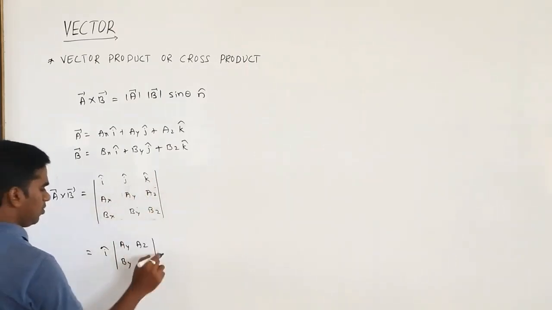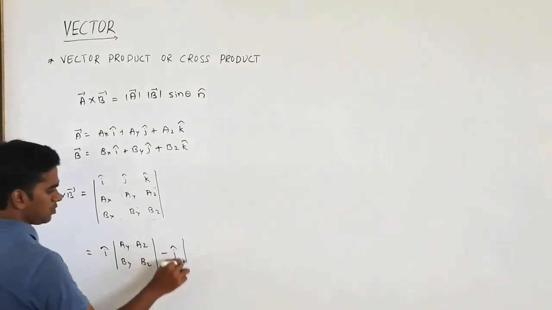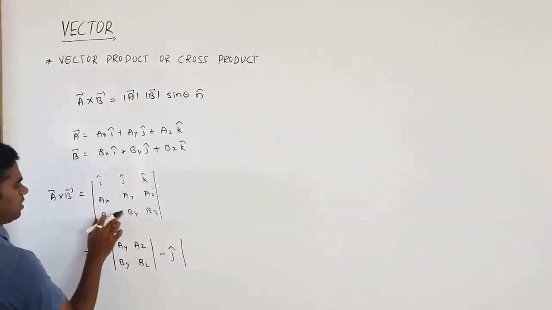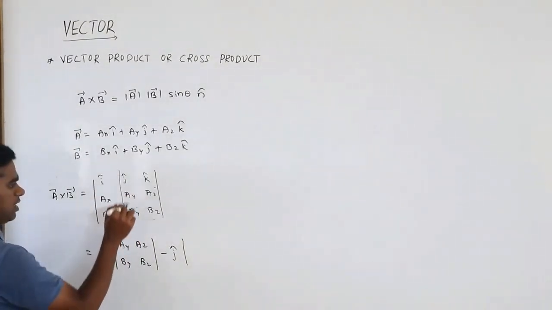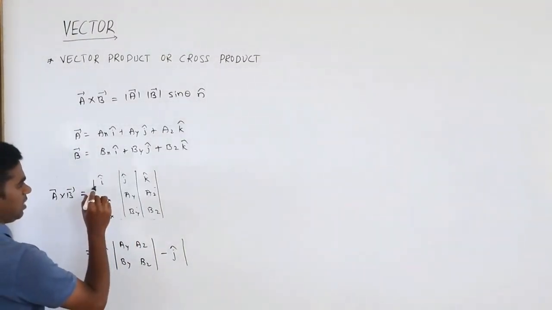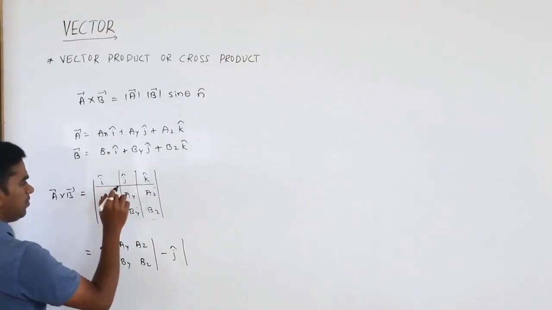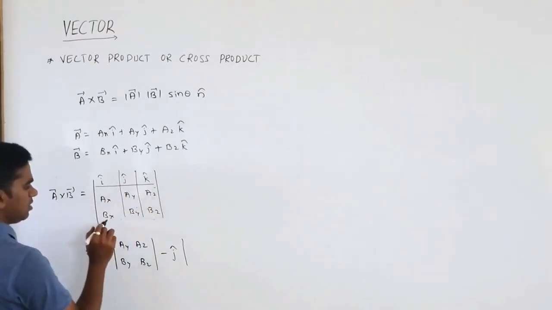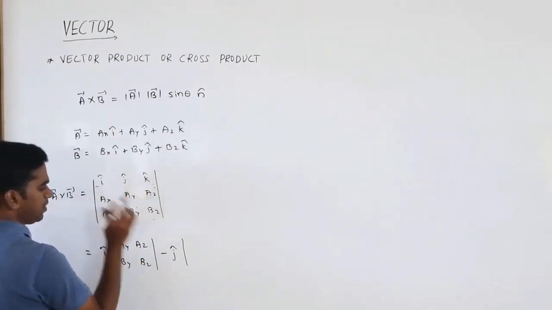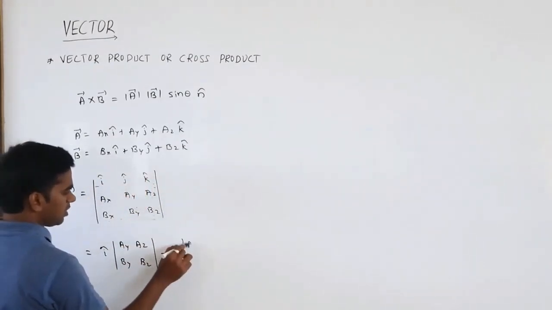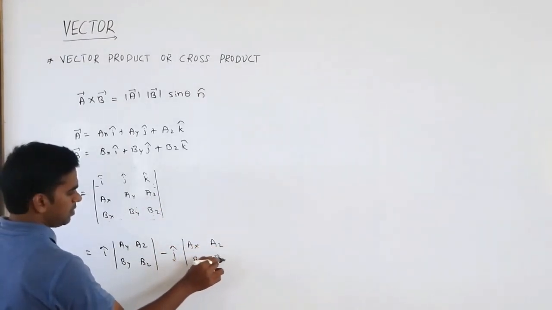Similarly, I will go with the next. Instead of taking plus, we have to take minus j cap. The determinant for that one: you have to leave this line and this line, and take these four. This is what is for j. You have to go with ax, az, bx, bz. That is what we have to remember.